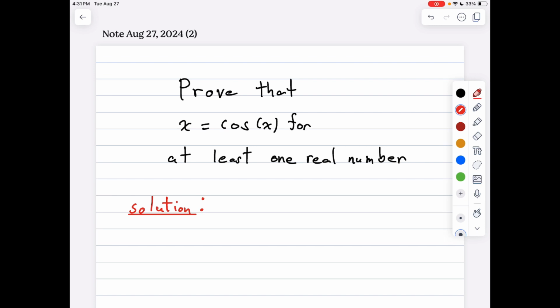All right, hello everyone. So today we have the following problem. Prove that x equals cosine x for at least one real number.